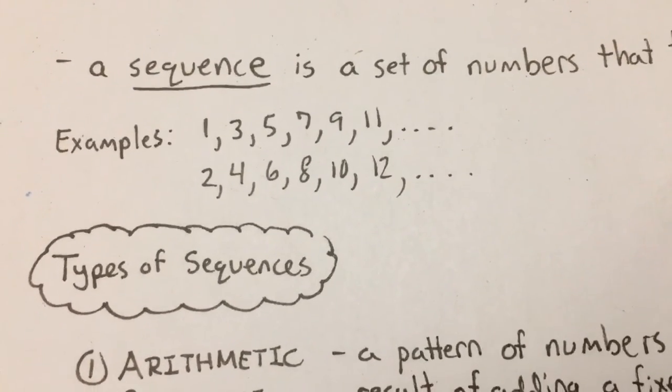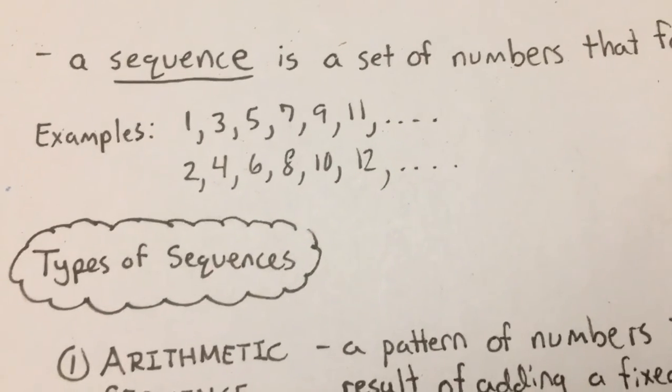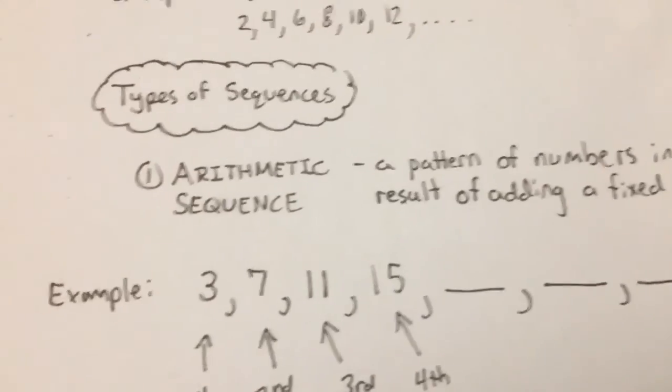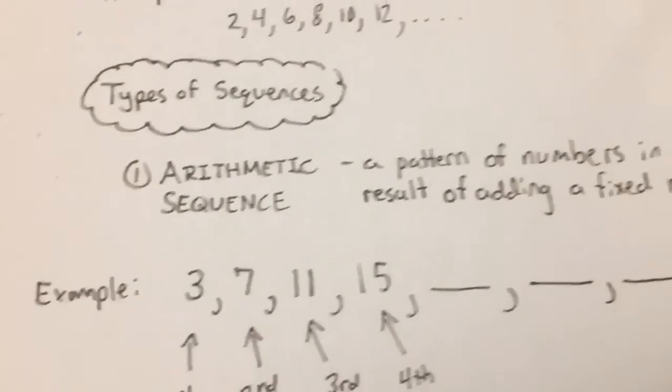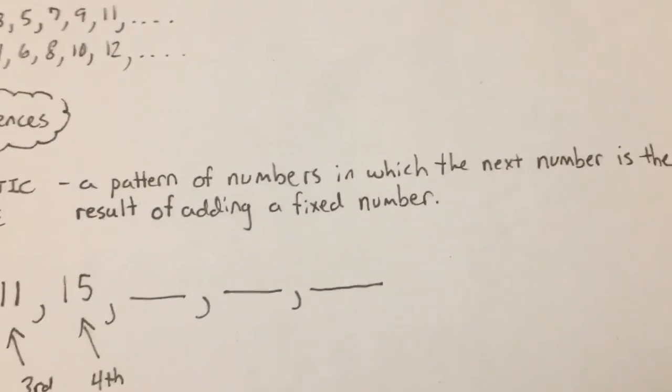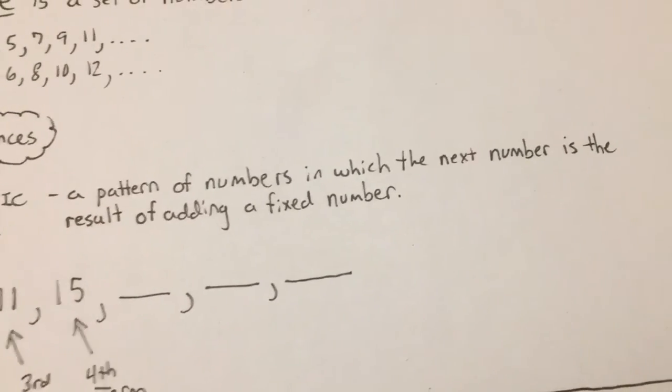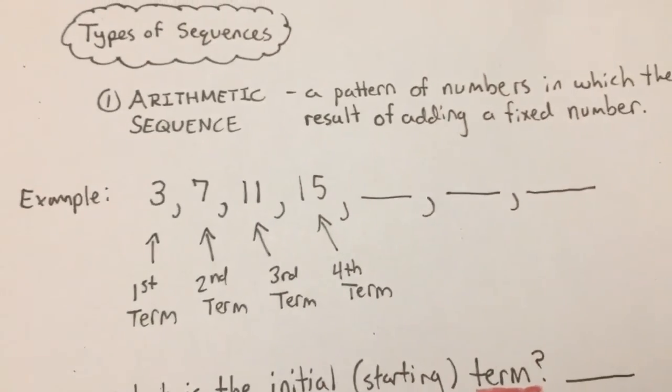Now, we're going to be learning 2 different types of sequences in this lesson. The first type of sequence we're going to learn is something called the arithmetic sequence. So the arithmetic sequence is just a pattern of numbers in which the next number is the result of adding a fixed number. So let's take this example that we have right here.